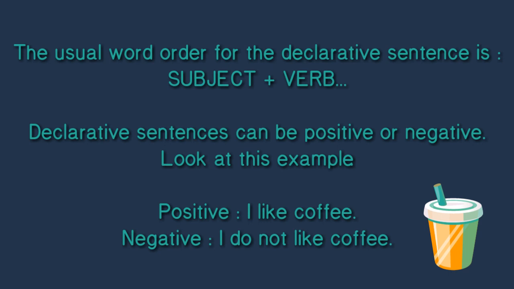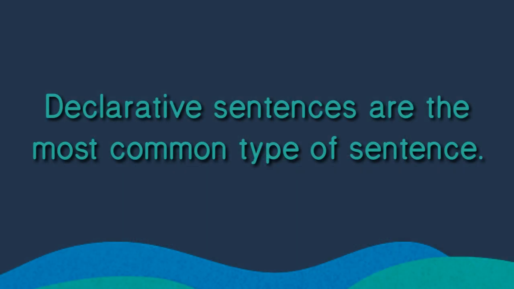The usual word order for the declarative sentence is subject plus verb plus object. It goes on like that. Okay, subject plus verb, that should be the starting. Declarative sentences can be positive or negative. Look at this example. I like coffee. It's a positive sentence. How can we make the negative of that? I do not like coffee. Both the sentences are declarative. So in general, we can say that declarative sentences are the most common type of sentences. All the common types of sentences can be considered as declarative.